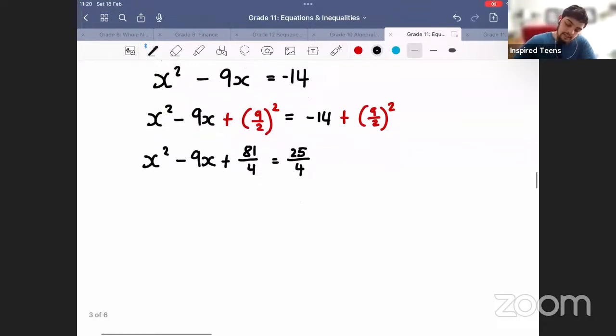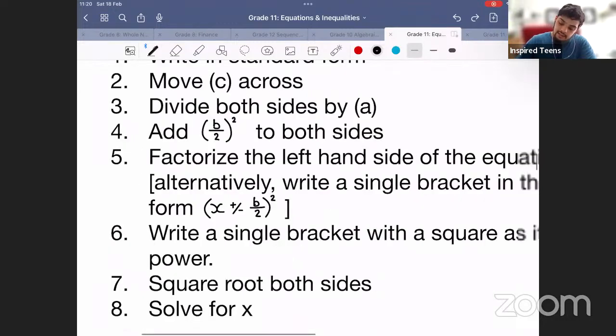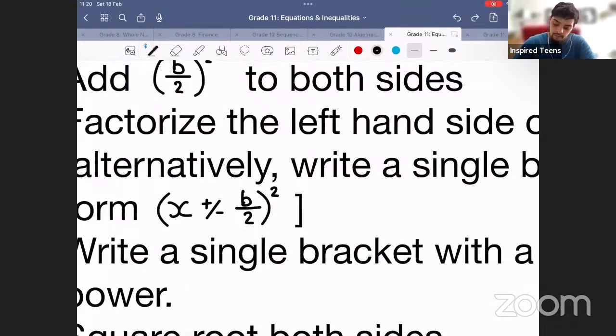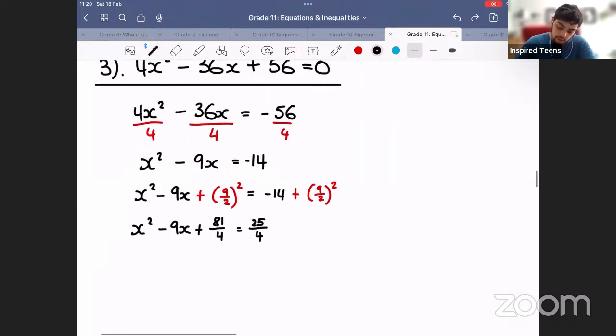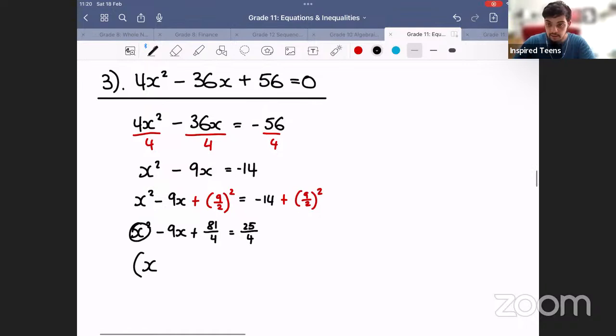Okay, and now the next step is to factorize this guy. Alternatively, you could write it as a single bracket in this form, X plus or minus B over 2 squared. So let's take that step by step. Open up my bracket. And I have X, or whatever the variable is. Obviously, if it's not X, then you put whatever that variable is.